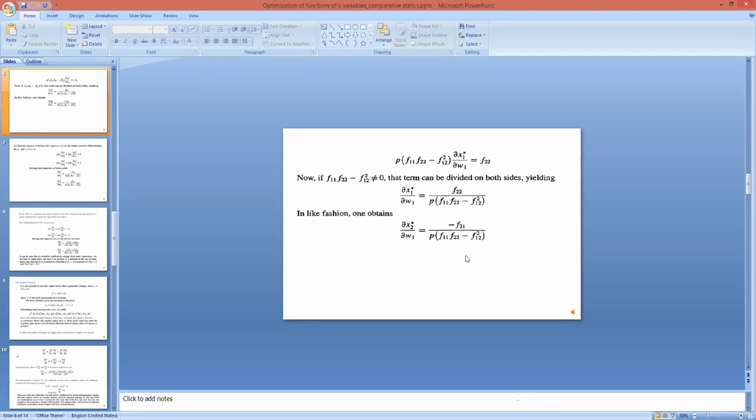We can repeat this exercise for del x1 star by del w2 and del x2 star by del w2, and finally del x1 star by del p and del x2 star by del p. If you understand the first format, it will be very easy to understand the second and third comparative exercises. So first tell me if you have any query, any question regarding this first exercise.